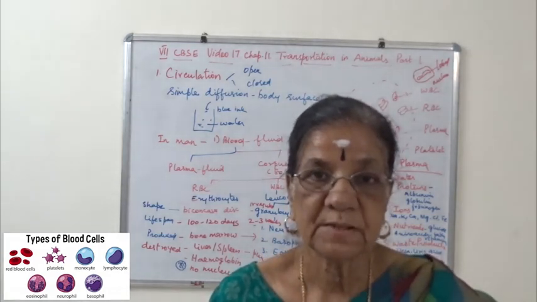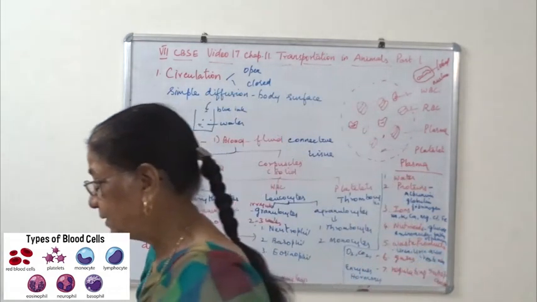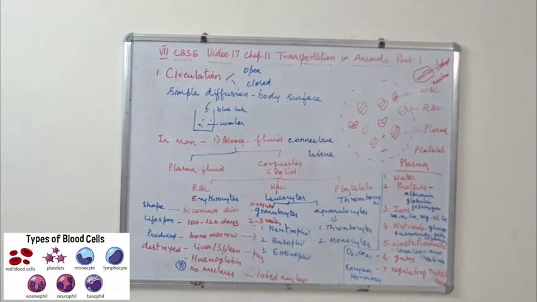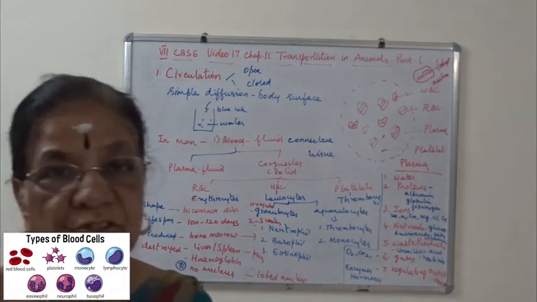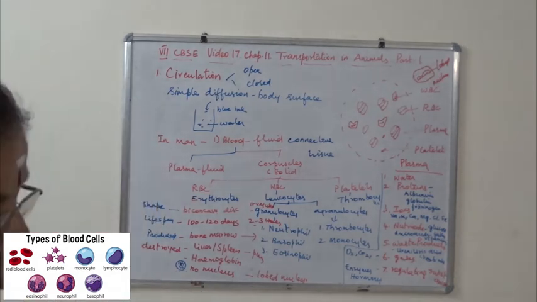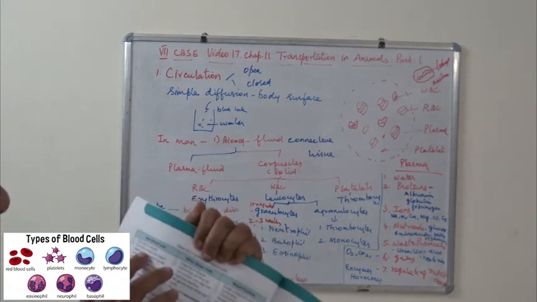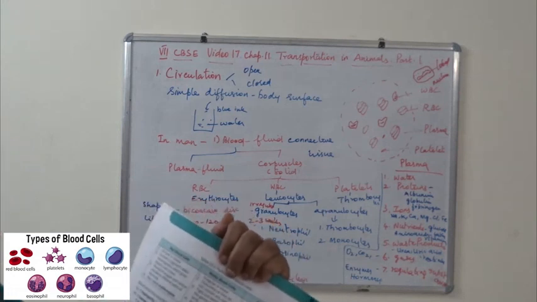I hope you understand. So this forms the functions of blood. Now how will you describe the features of the three solid corpuscles: RBC, WBC and blood platelets?